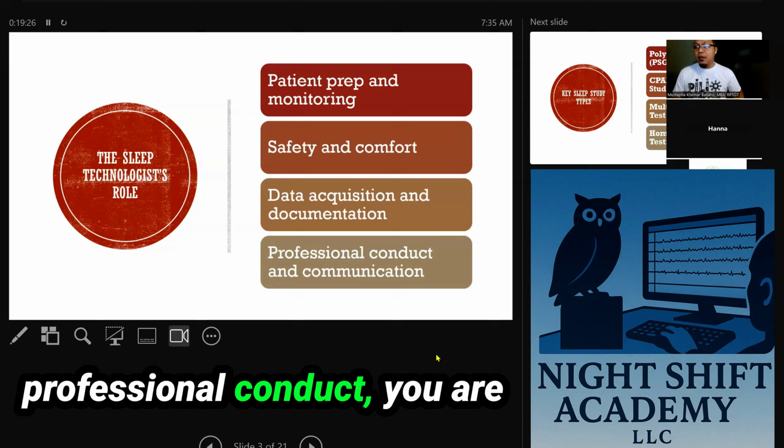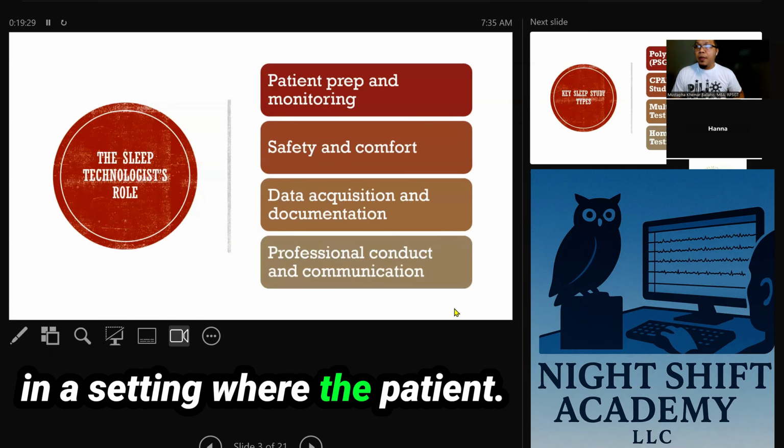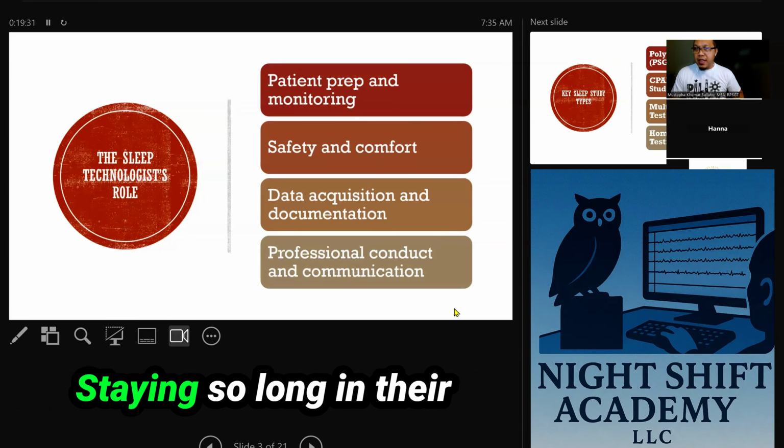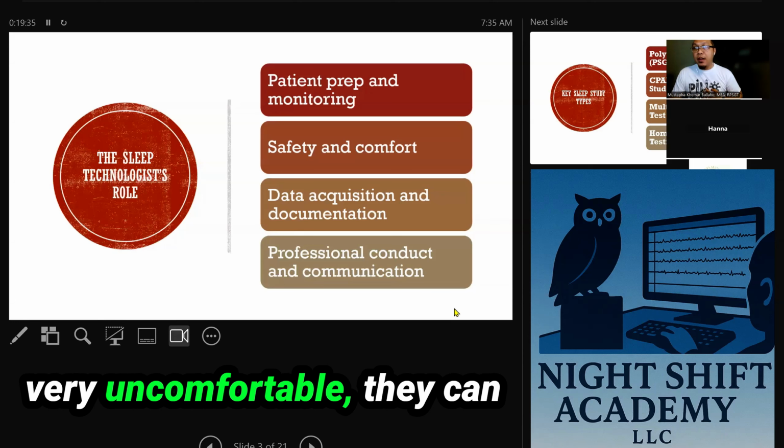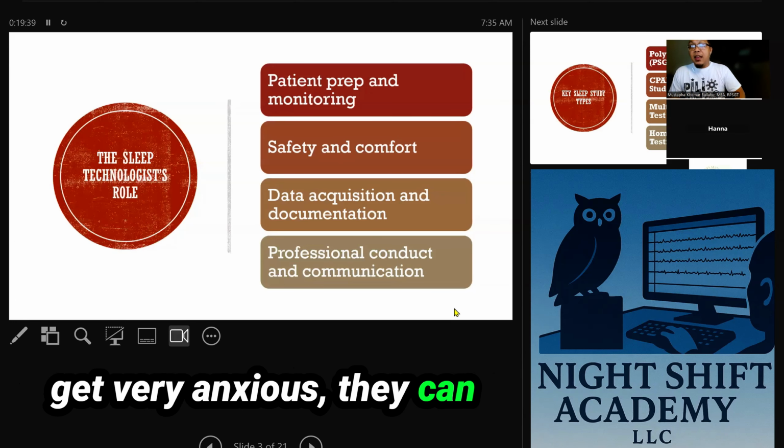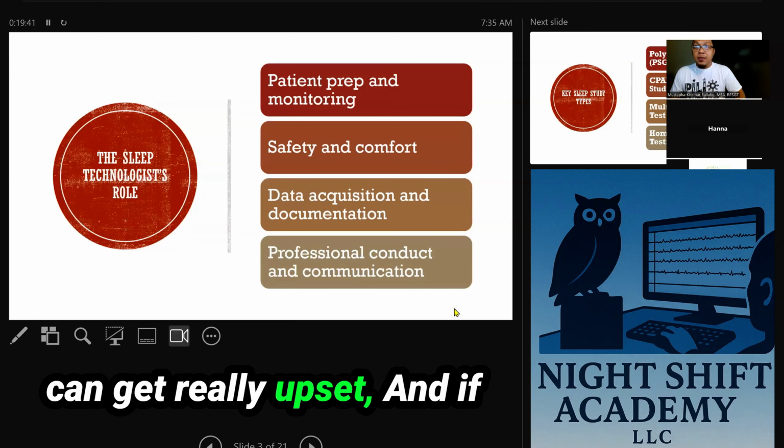And professional conduct: you are in a setting where the patient is staying so long in their appointment. They can get very uncomfortable, they can get very anxious, they can get very aggressive, or they can get really upset.